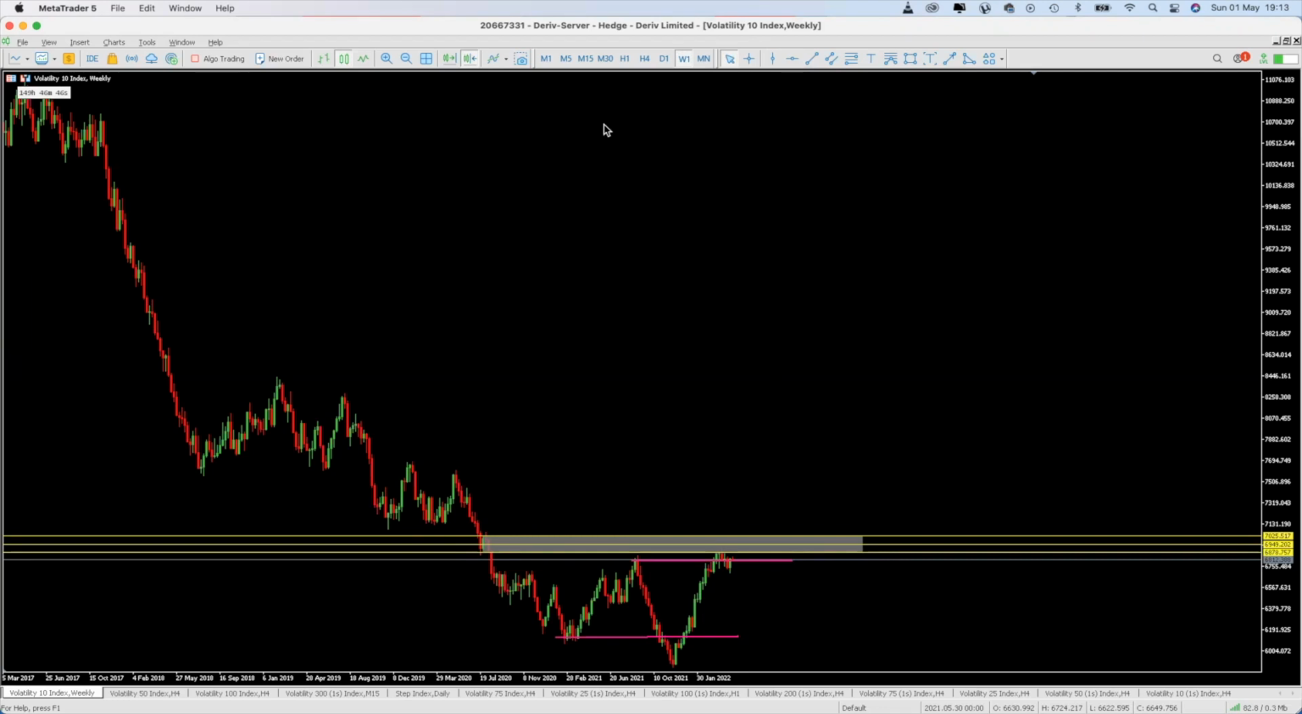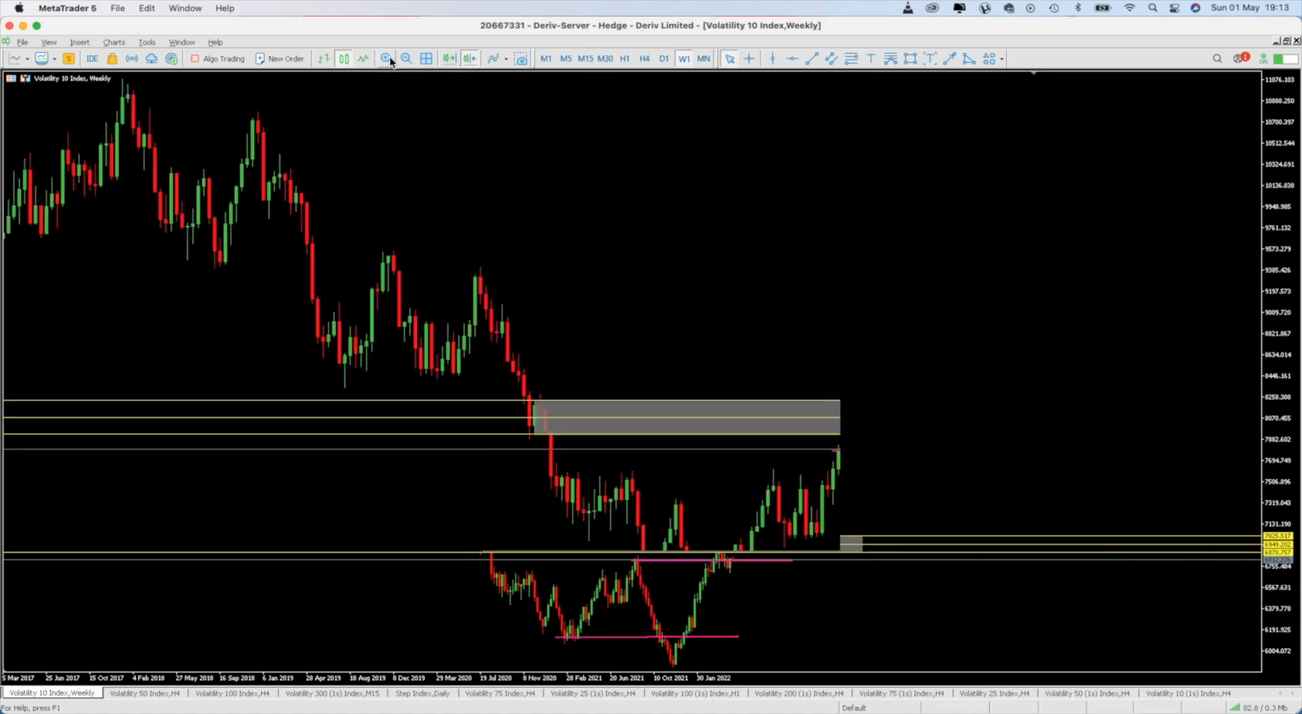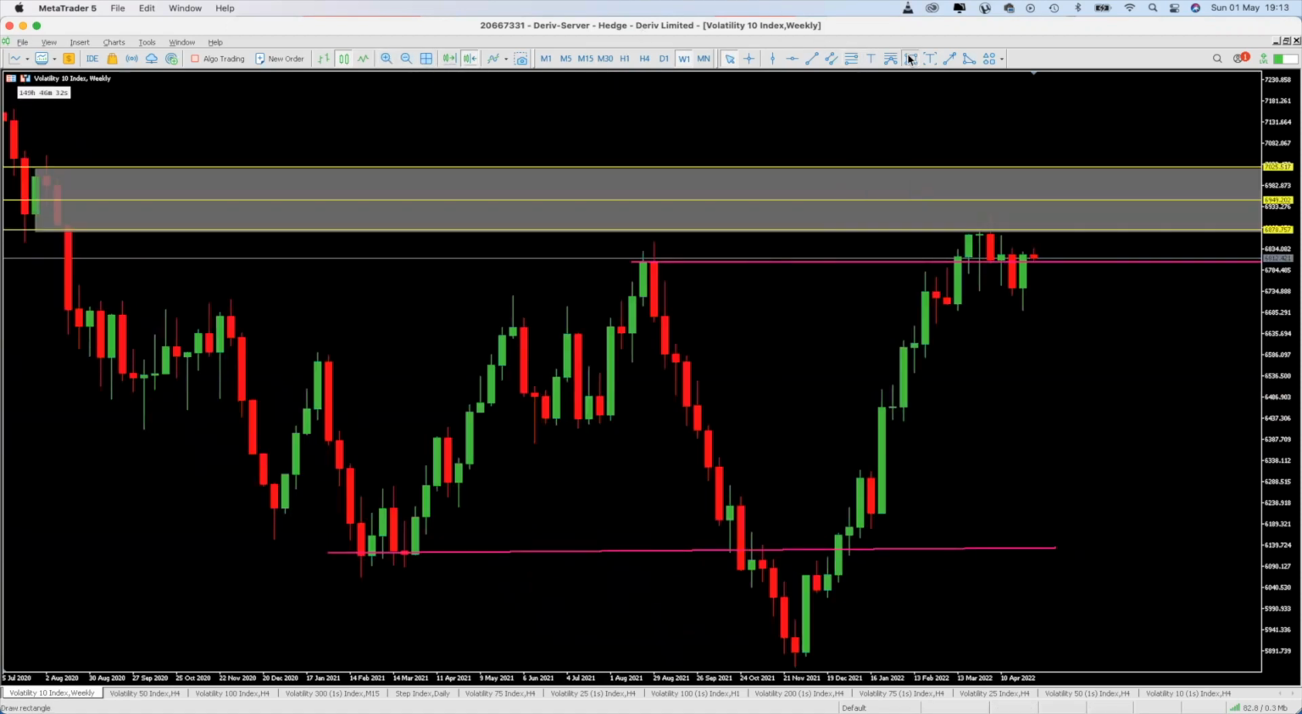So now we're on the weekly. I got my point of interest, and then I got this move here. The market went up and broke out of this area, and if I zoom in a little, you will notice that there's another order block right here. Price just broke out of it.